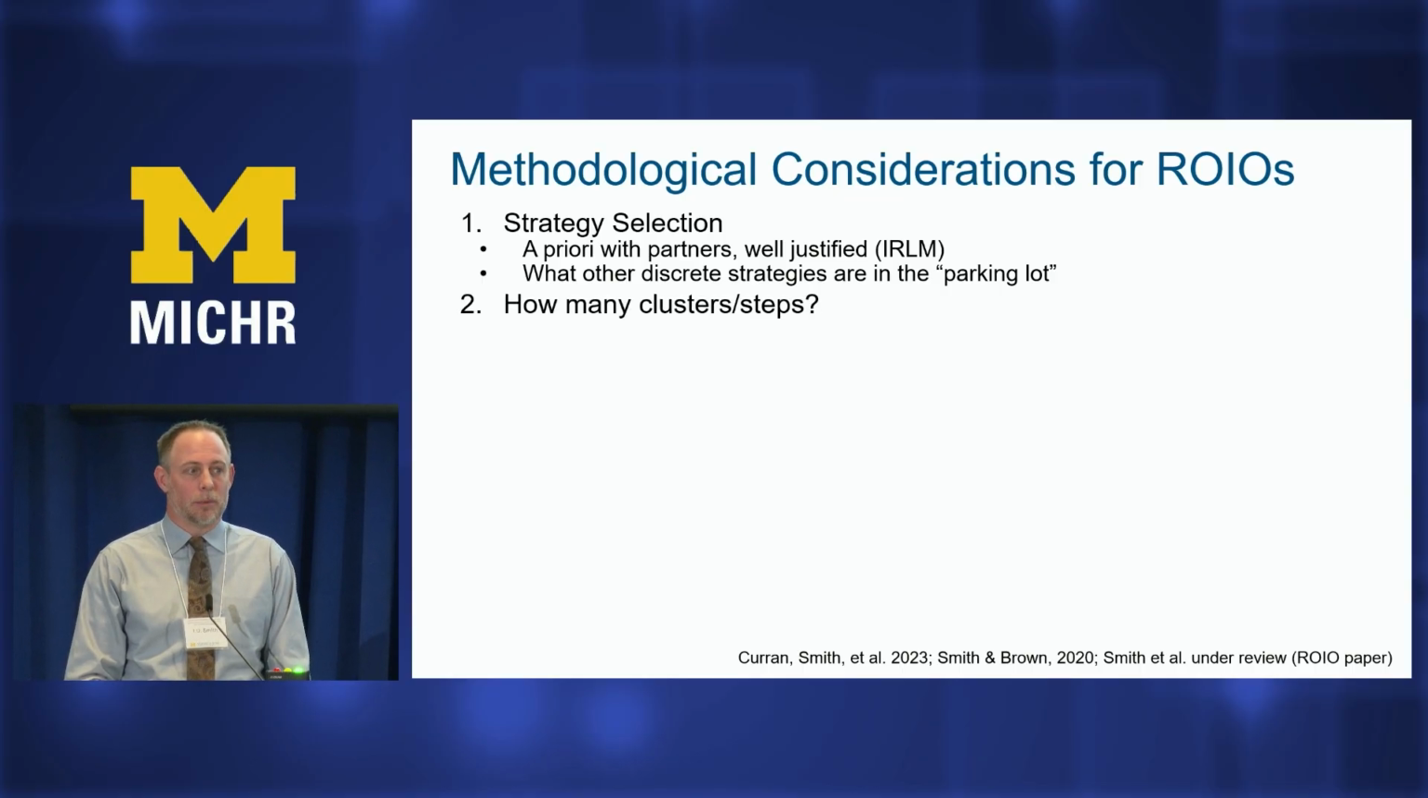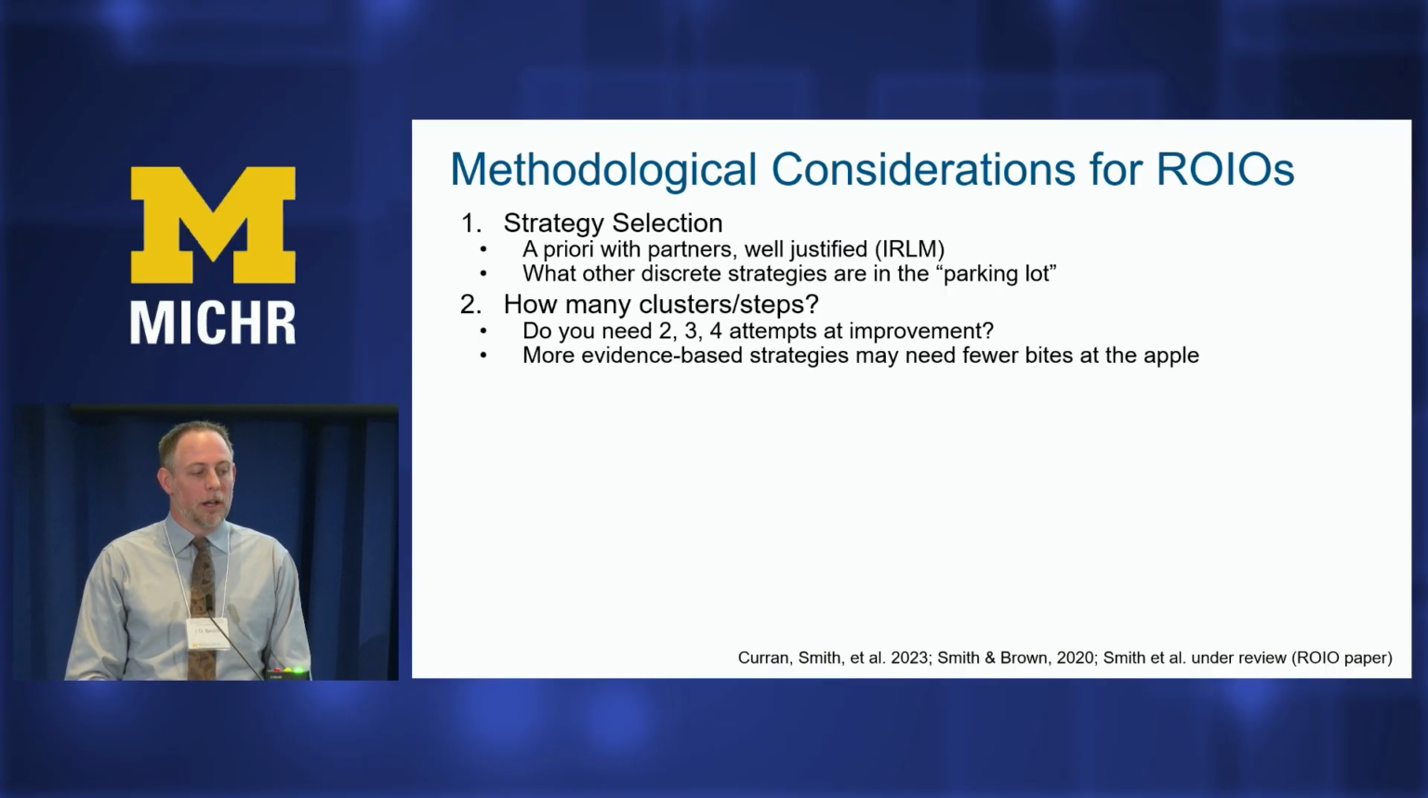How many clusters and steps? Do you need 2, 3, 4 attempts at improvement? So more evidence-based strategies may need fewer bites at the apple. More complex strategies might need more. Who knows? You're also going to be limited by the timeline of your project period, how many resources, how many clinics you can recruit, all those different things. But in terms of actually trying to fit this within a 5-year project period, even with a condensed optimization interval, it's pretty hard to do more than 4 clusters. So you're looking at either having 2 or 3 opportunities.